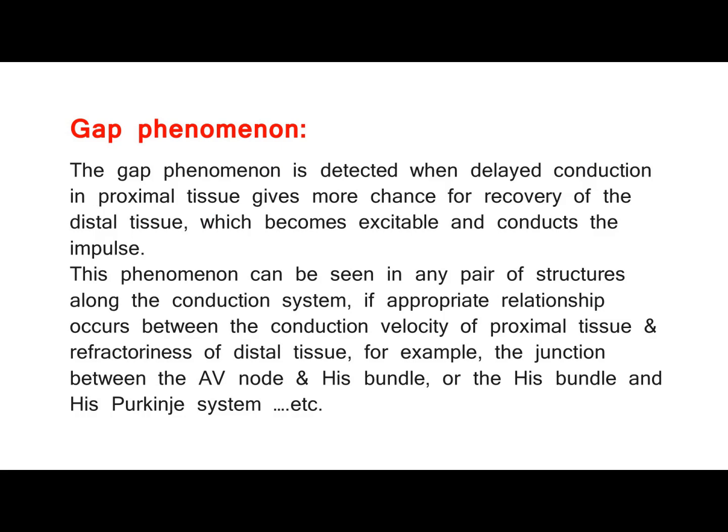This phenomenon can be seen in any pair of structures along the conduction system, if appropriate relationship occurs between the conduction velocity of proximal tissue and refractoriness of distal tissue, for example, the junction between the AV node and His bundle, or the His bundle and His-Purkinje system, etc.